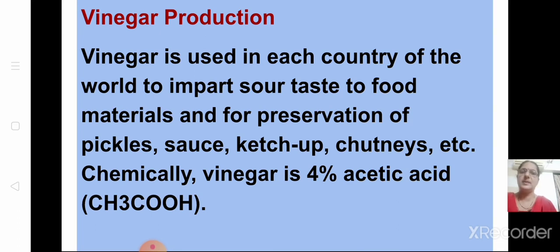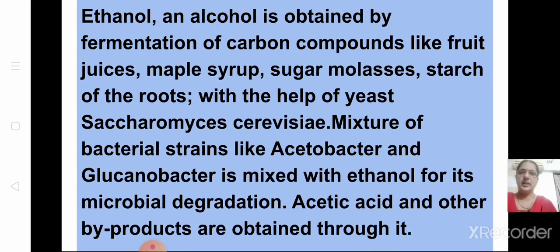CH3COOH. It is 4% acetic acid is dash. If they ask the question, what will you write? 4% acetic acid is vinegar. Okay. Now, how is this vinegar produced? We'll see how it is formed.